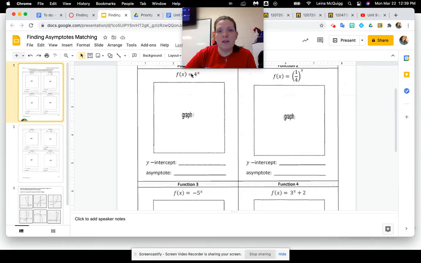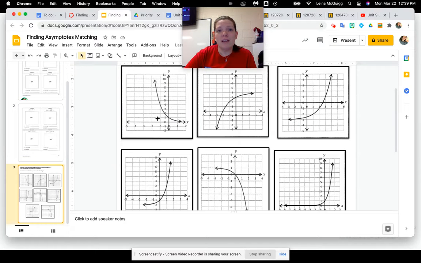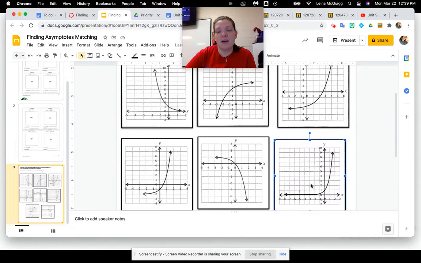And we also know that it's positive 4, which means it's going to show growth. So that means I can eliminate this one, and this one has to be my equation.